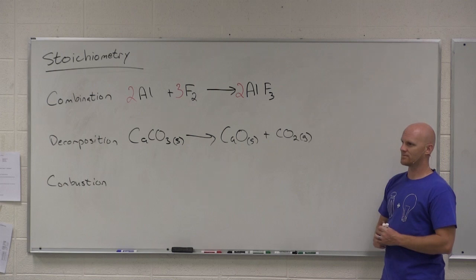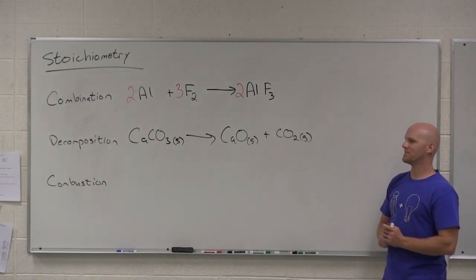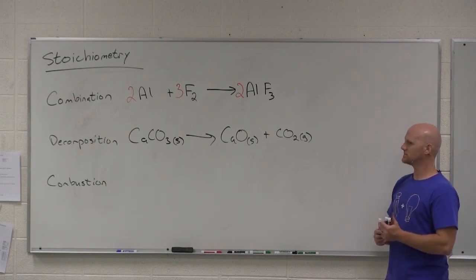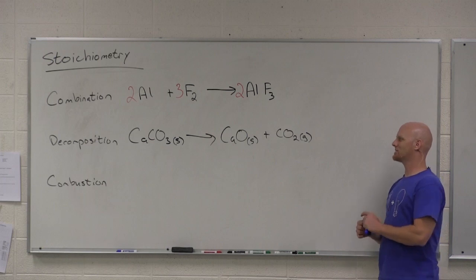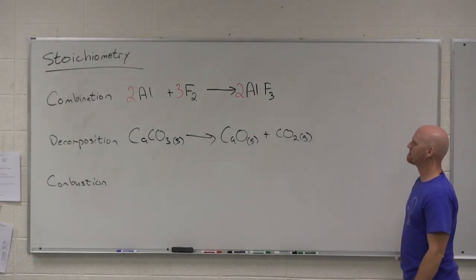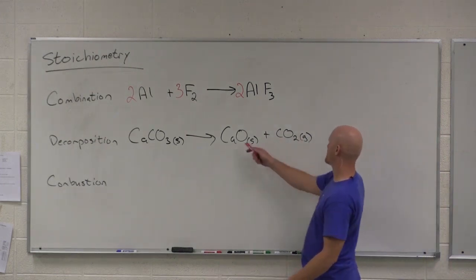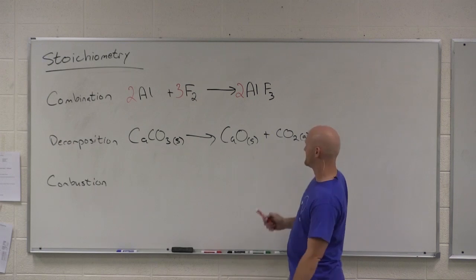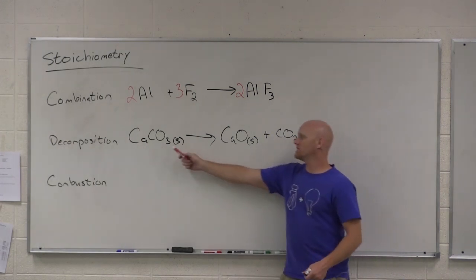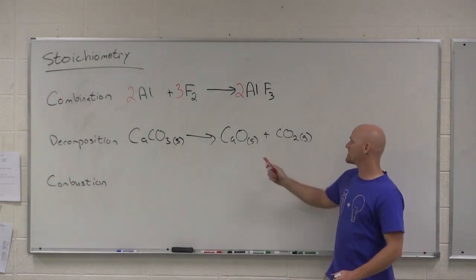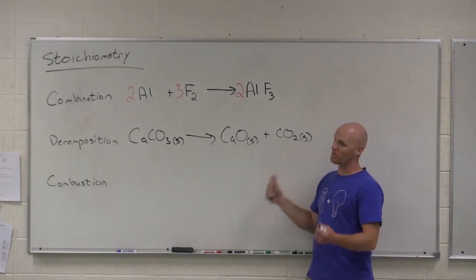Put a 3 in front of the CO2? Are you sure? It's actually already balanced. Notice we've got 3 oxygens on each side, 1 carbon, 1 carbon. But here I have 1 substance breaking up into 2 substances, and that's decomposition. It doesn't have to actually break up into pure elements. In this case, it's breaking up into 2 smaller compounds.